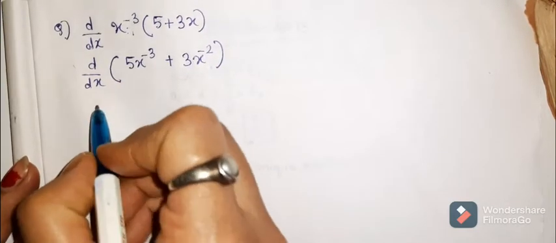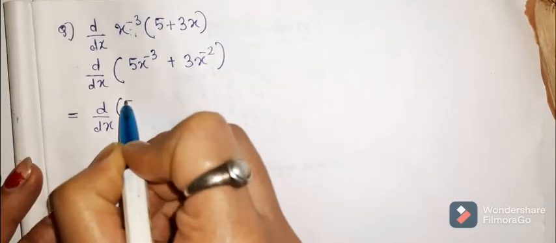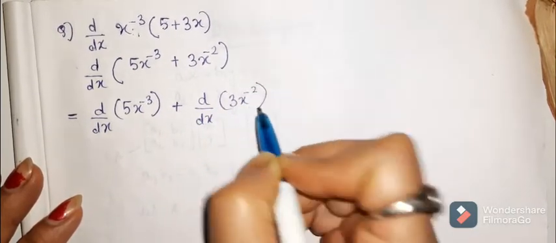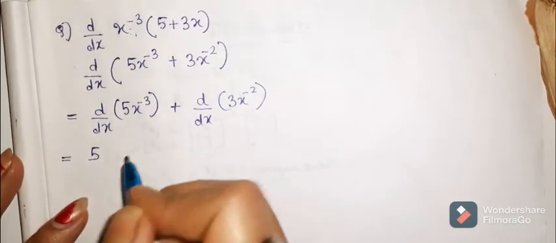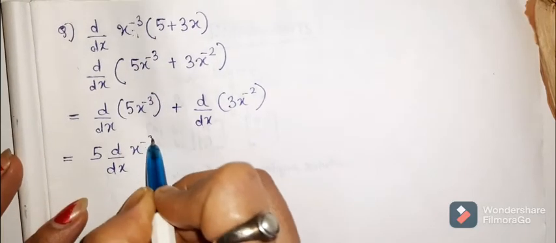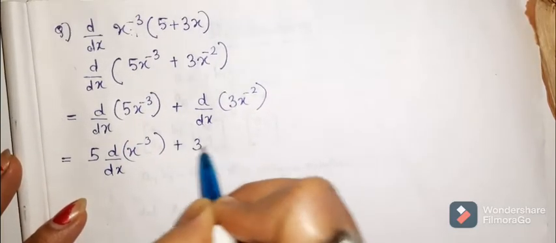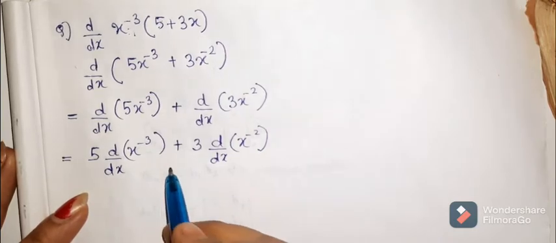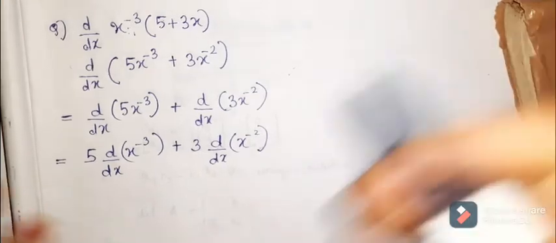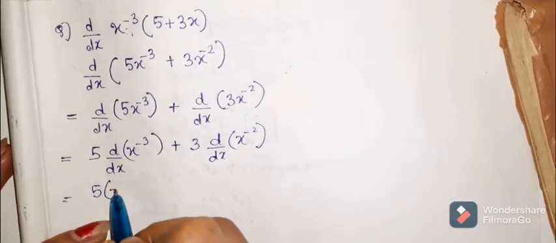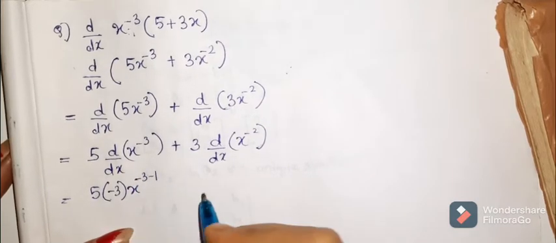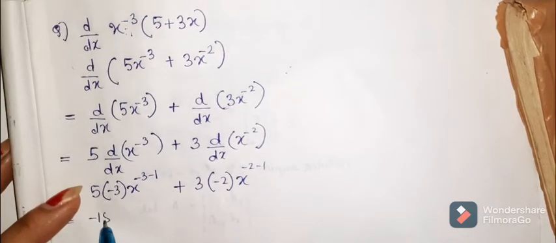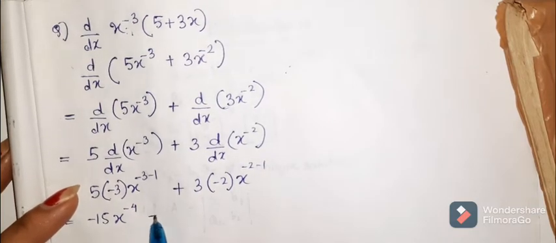We separate it, since our rule was addition: d/dx of 5x^-3 plus d/dx of 3x^-2. Again, 5 is a constant, so take it outside: d/dx of x^-3, plus 3 constant times d/dx of x^-2. Here we use the formula d/dx of x^n equals n x^(n-1). So it will be 5 times minus 3 x^(-3-1) plus 3 times minus 2 x^(-2-1), so it is minus 15 x^-4 minus 6 x^-3.